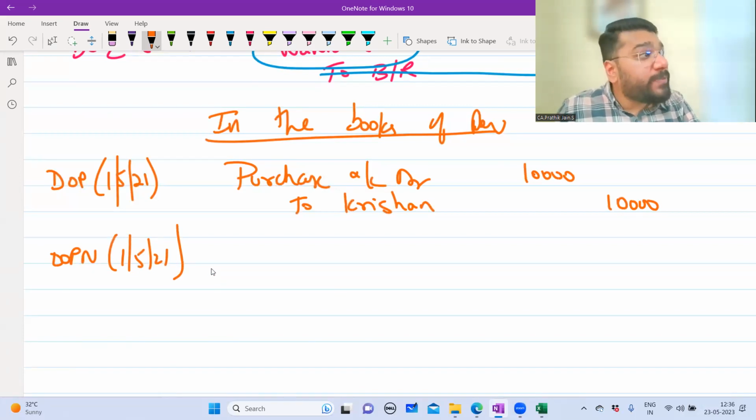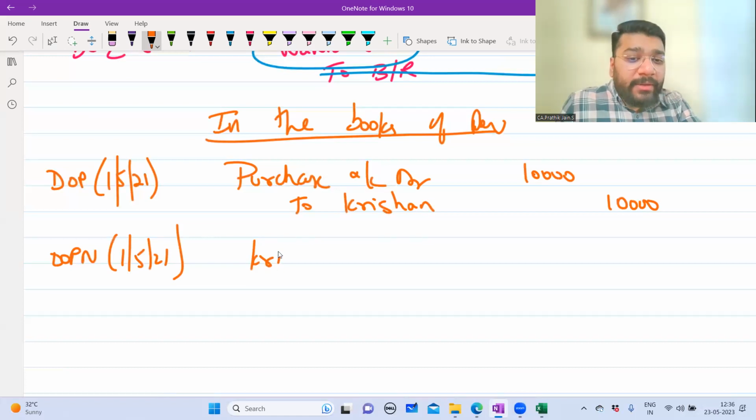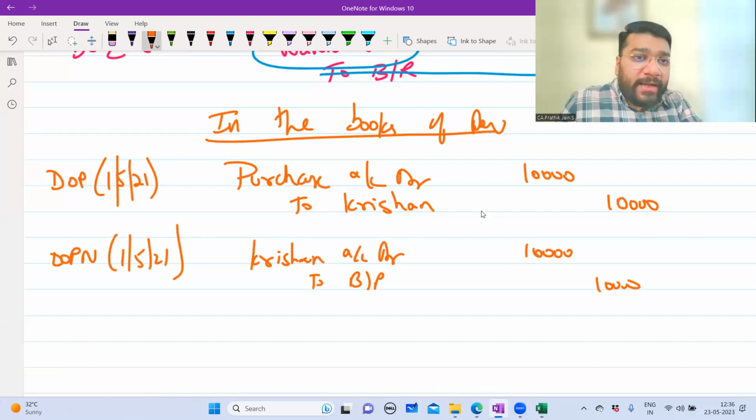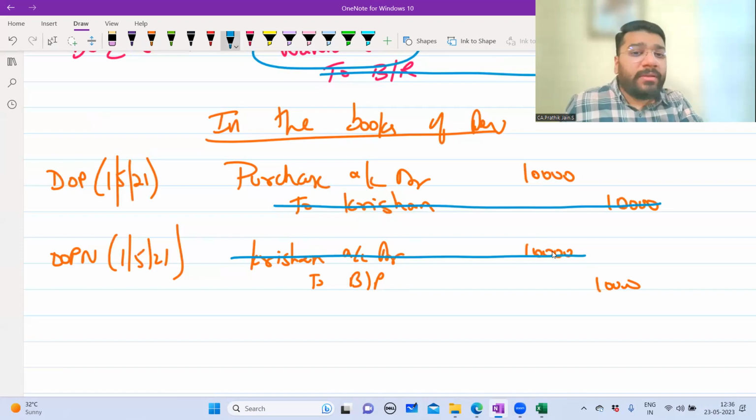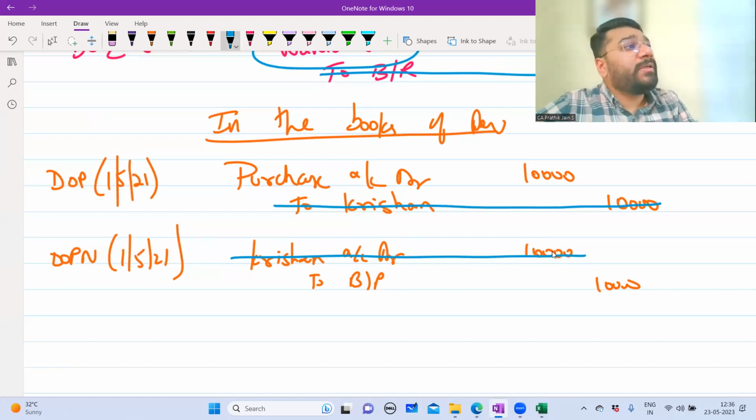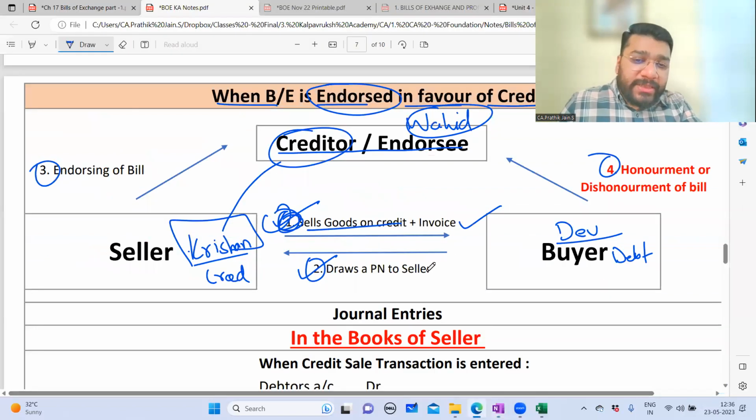On the date of the promissory note being executed, that is on 1/5/2021, we need to close Krishan's account, and in place of that, you have to put bills payable account. So it will be Krishan account debit to bills payable. What is the value? 10,000. So when I did this, guys, Krishan account debit and Krishan account credit will ensure that Krishan's account has no balance. It is zero. So the second transaction is also recorded between Dev and Krishan.